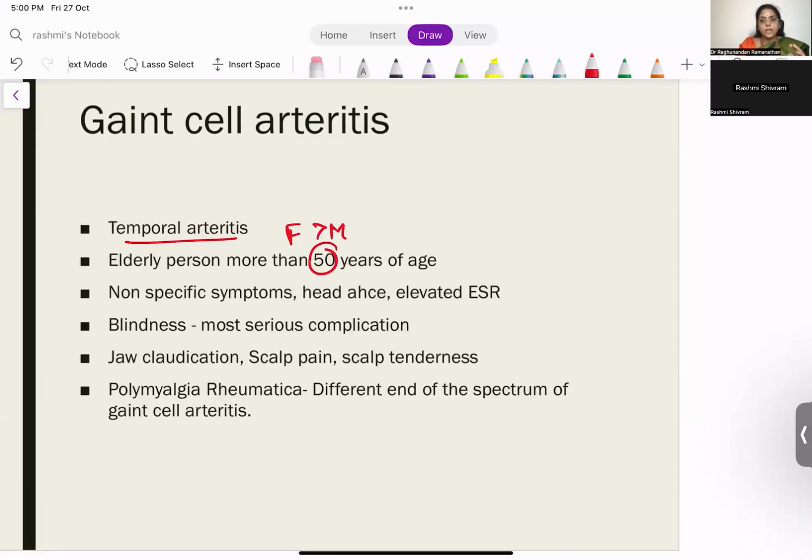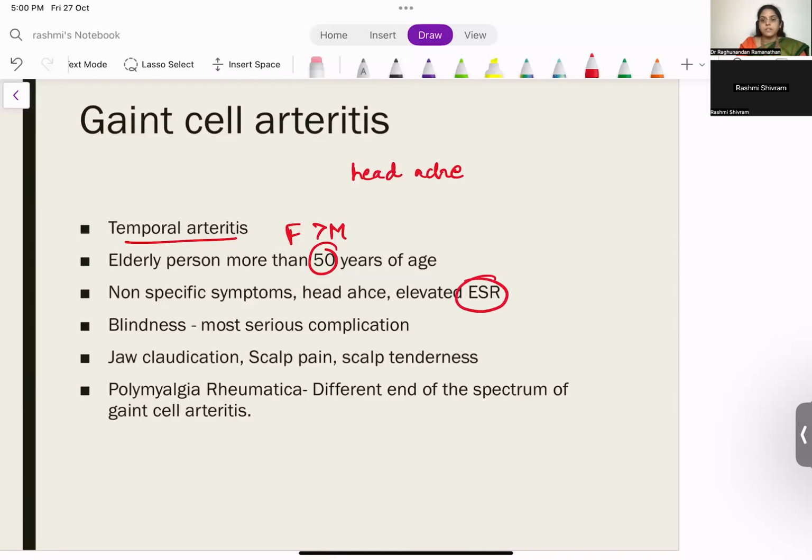So, this patient will have non-specific symptoms, but the most characteristic symptom will be a severe headache. When you examine, you can see that there is a prominent temporal artery, very prominent with decreased pulsations. The patient will have a severe headache. And the patient will have an elevated ESR.